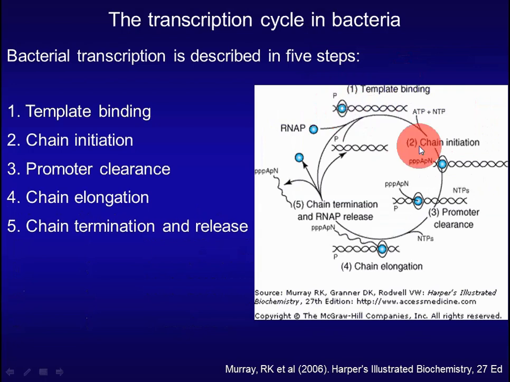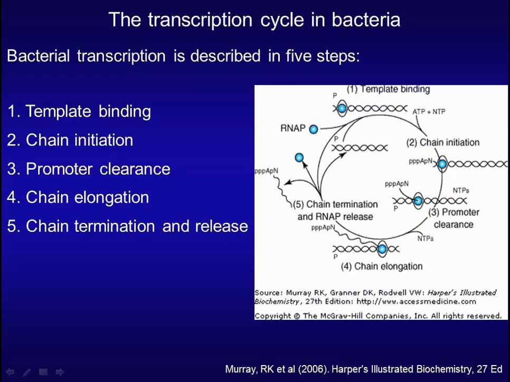In step 2, holoenzyme makes a dinucleotide with the first nucleotide being adenine. In step 3, after the RNA chain reaches 10 to 20 nucleotides long, RNA polymerase undergoes a conformational change and is then able to move away from the promoter and transcribe towards downstream.